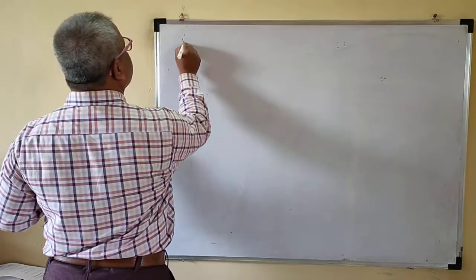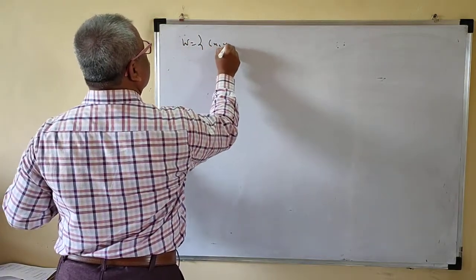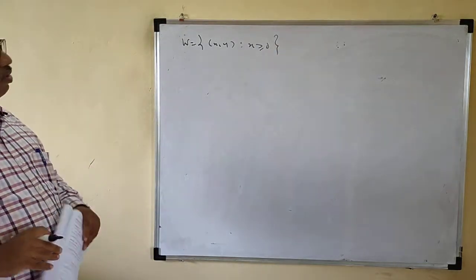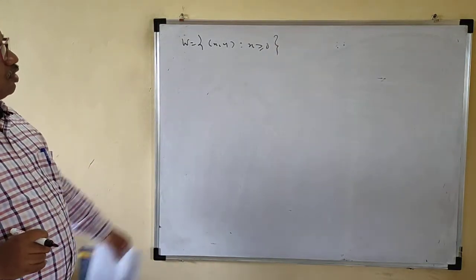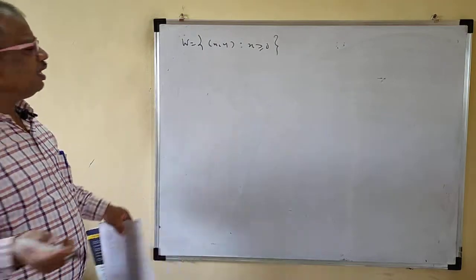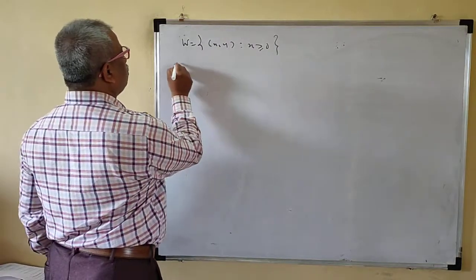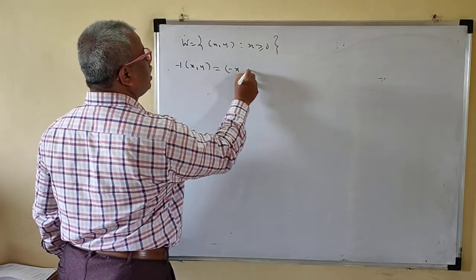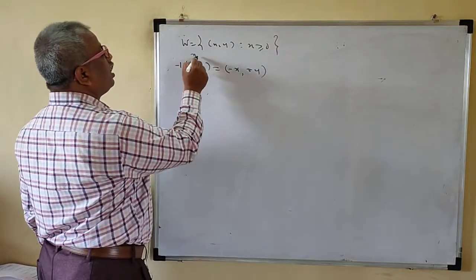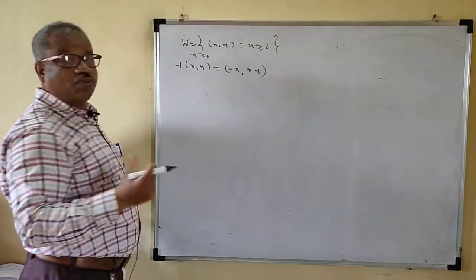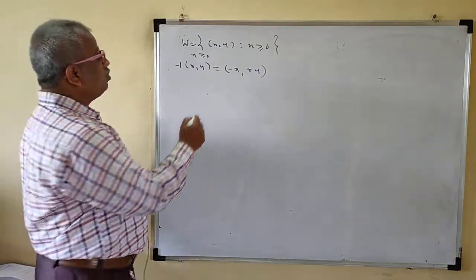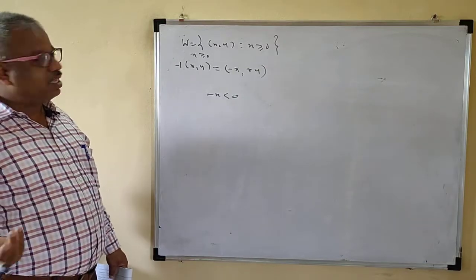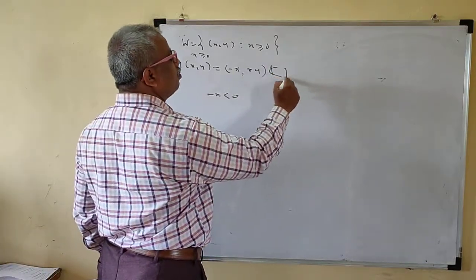So if W is like this, (x, y) with x greater than or equal to 0, so x is positive. Suppose you take minus 1 times (x, y); this is (minus x, minus y). Because (x, y) is in W, x is greater than 0, so minus x is less than 0. So this is not an element of W.